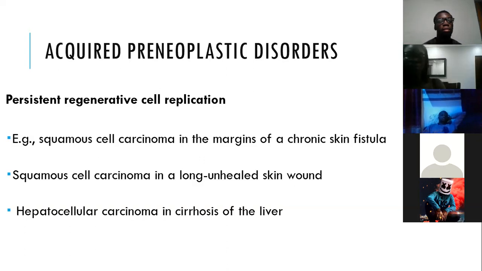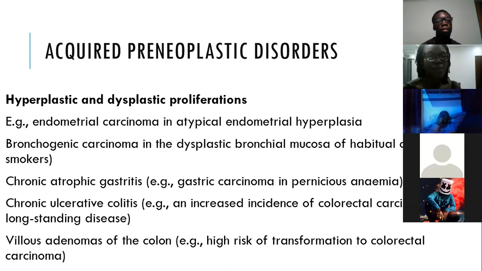Hepatocellular carcinoma is also preceded by cirrhosis of the liver. So liver cirrhosis can later on lead to hepatocellular carcinoma. So we say that the cirrhosis of the liver is a pre-neoplastic disorder. That is, it is something that occurred before the cancer came on. Then you can also have hyperplastic and dysplastic proliferation.